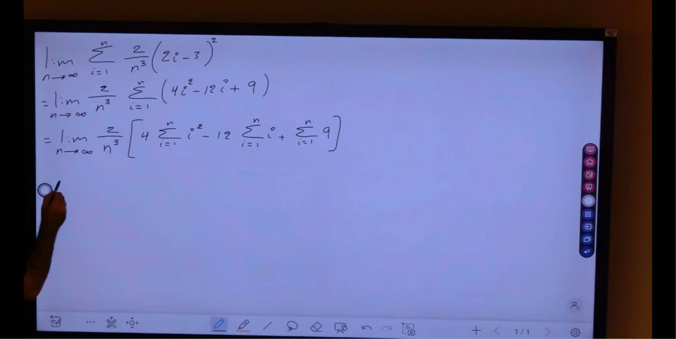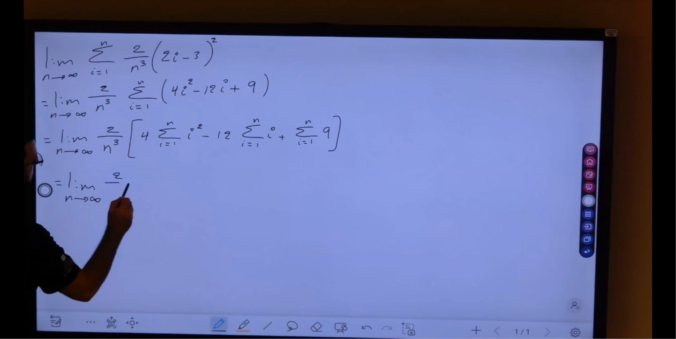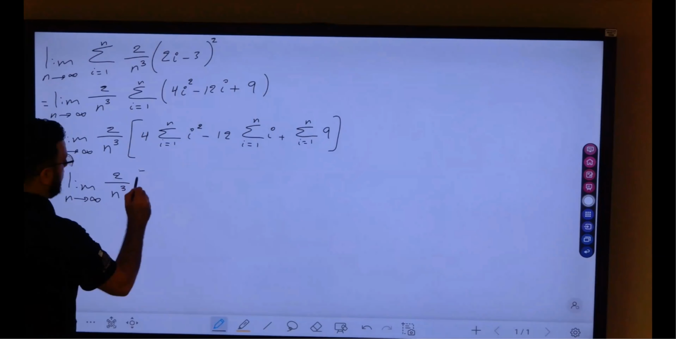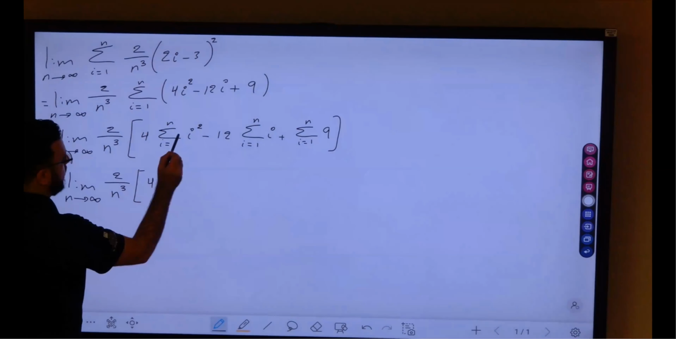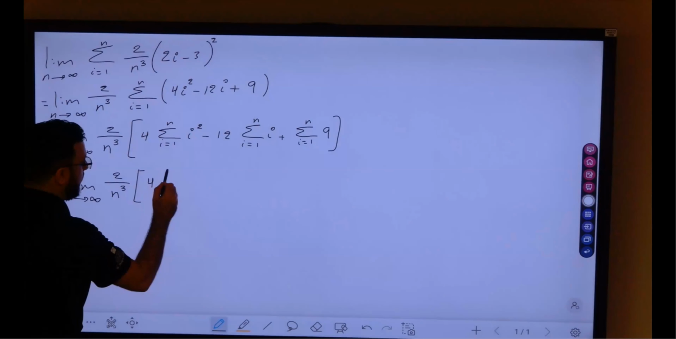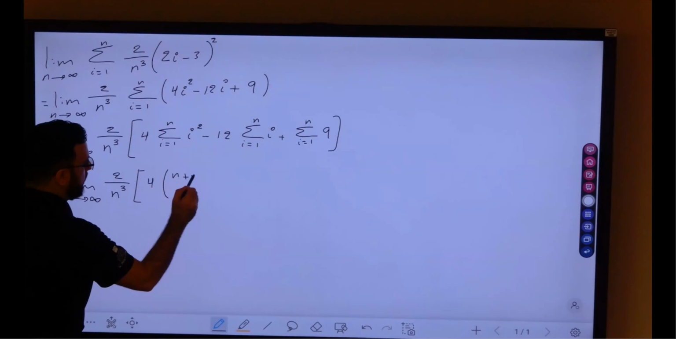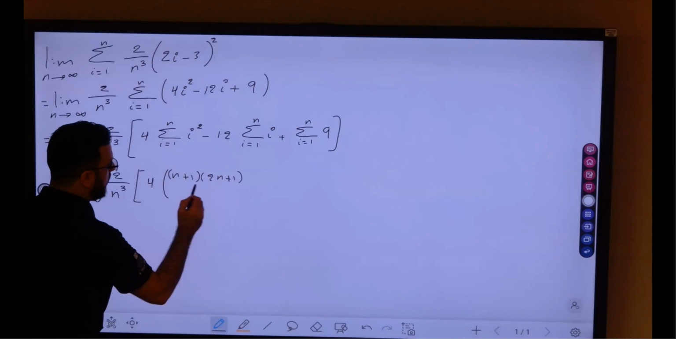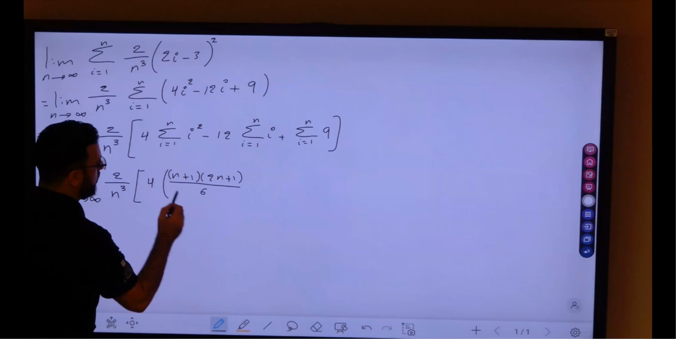Next step is the limit when n approaches infinity of 2 over n cubed. Here is 4. For the sum of i squared, it is going to be n times n plus 1 times 2n plus 1, over 6. Do we have n here?